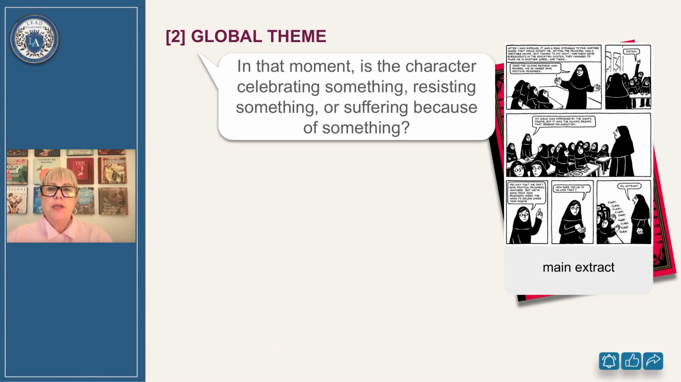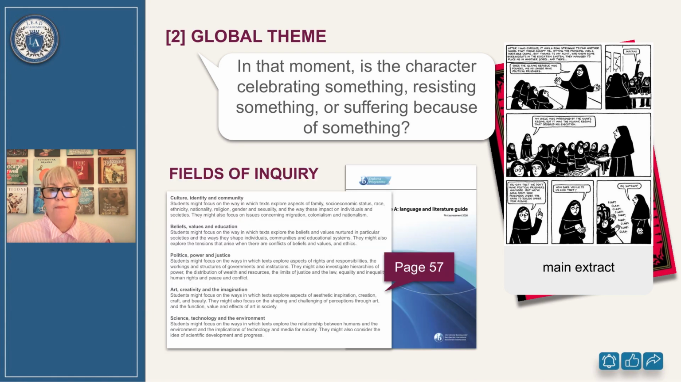The second question is, in that moment, is the character celebrating something, resisting something, or suffering because of something? This prompts the student to focus on a global theme, otherwise known as fields of inquiry. So these fields are outlined on page 57 of the guide. They provide examples of possible dimensions, such as race, power, identity, and more, that offer students a way into exploring and narrowing down a global issue.